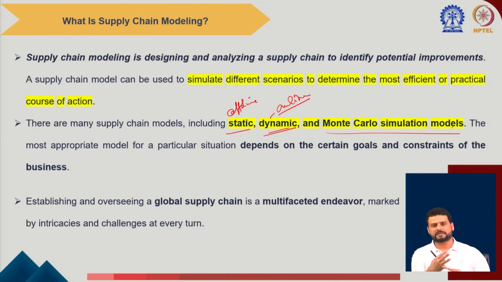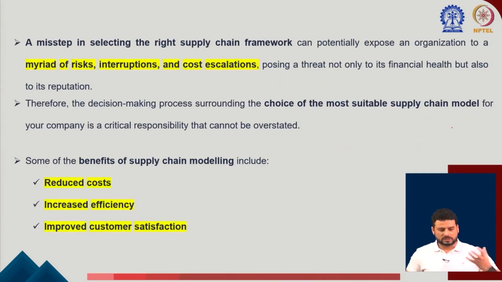Like we have raw material suppliers, manufacturers, co-manufacturers, distributors, warehousing partners, and then end mile delivery partners are also there. So all those things we can model in this system.